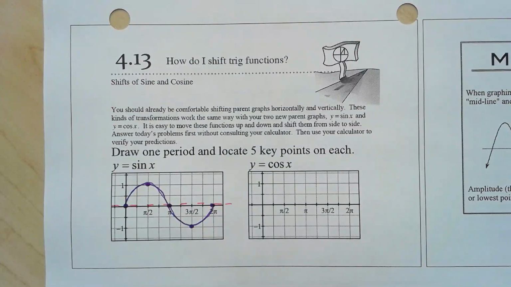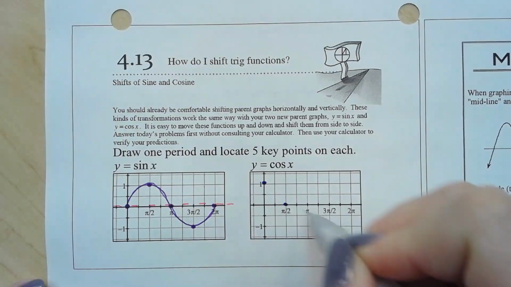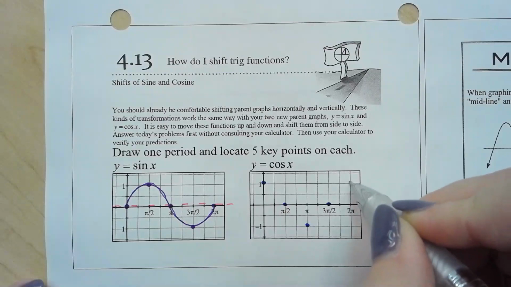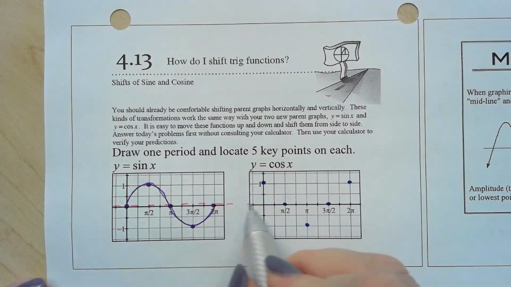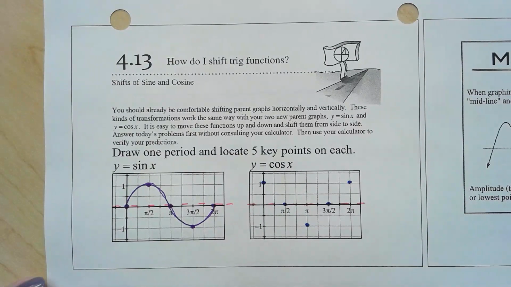If we talk about our cosine graph, now remember, they're the same graph, but when we graph one period, they do look a little different. Cosine graph is going to start at the top, then hit the midline, down at -1, back to the midline, up to the top. So again, I'll draw in that midline with my pink pen. It's on the x-axis, halfway between the top and the bottom.